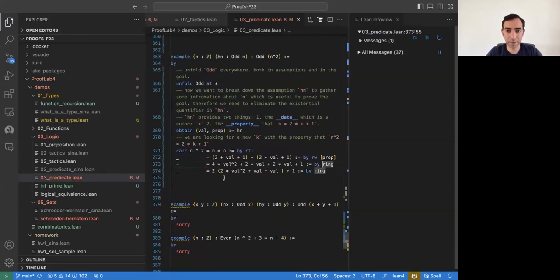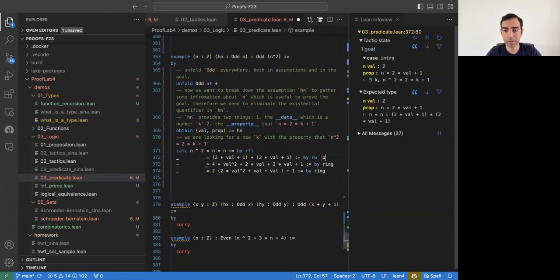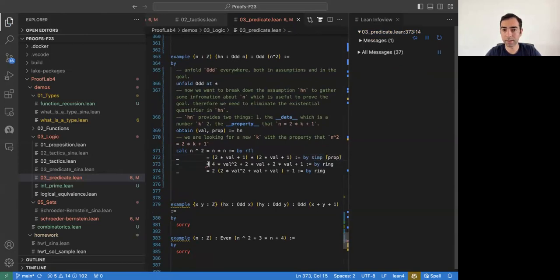But now I still have some, well, this is rewrite. Maybe let's see. Okay, I still get an error. Let's read what the error is. Expected term. Maybe I need to put some bracketing.